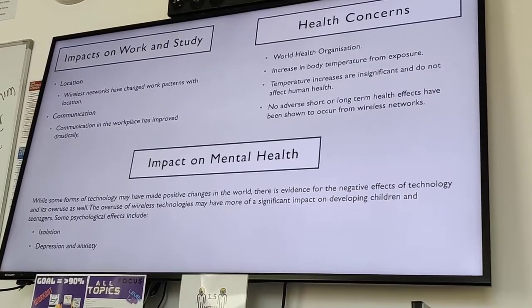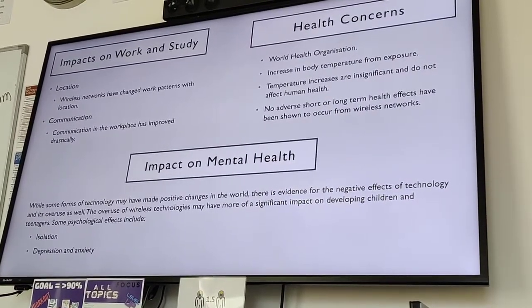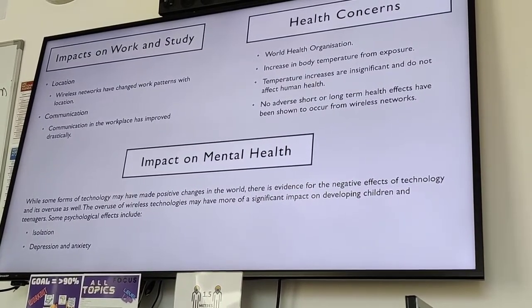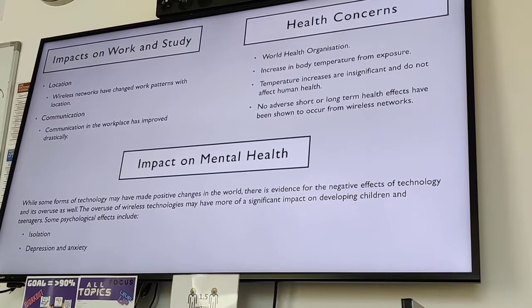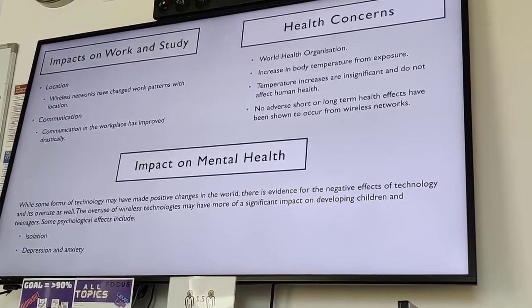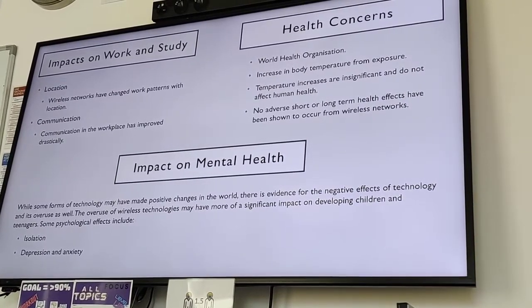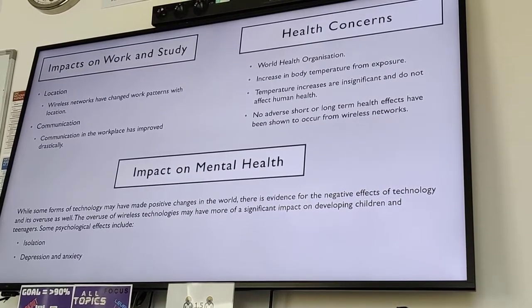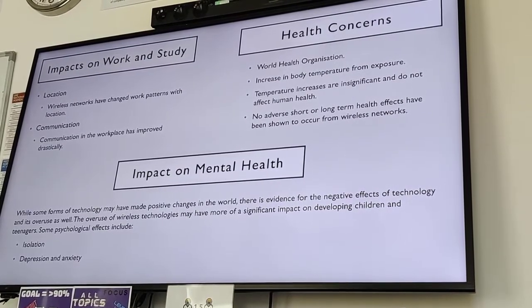And finally, do wireless technologies have an impact on our mental health? While some forms of technology may have made positive changes in the world, there is evidence for the negative effects of technology and its overuse as well. The overuse of wireless technologies may have a more significant impact on developing children and teenagers. Some psychological effects include isolation.